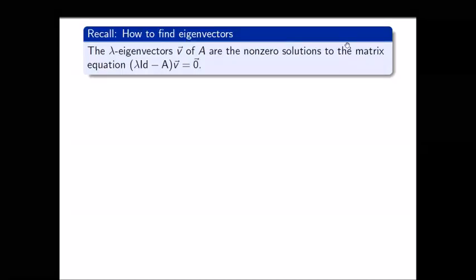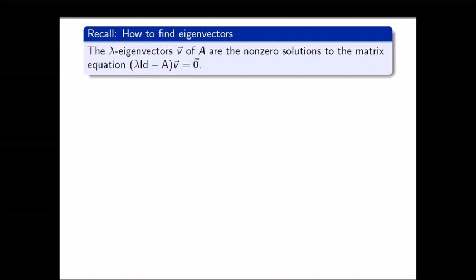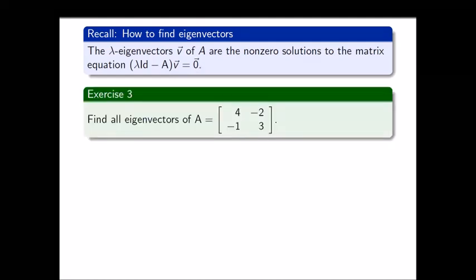Okay, so next we'll go one step further, and we are going to find all eigenvectors for the two eigenvalues that we just found for the 2 by 2 matrix. So recall that to find eigenvectors for a given eigenvalue, we try to find non-zero solutions to the matrix equation given by (lambda I minus A) times v equal to 0. So the next exercise is, of course, finding all the eigenvectors of the matrix 4, minus 2, minus 1, 3.